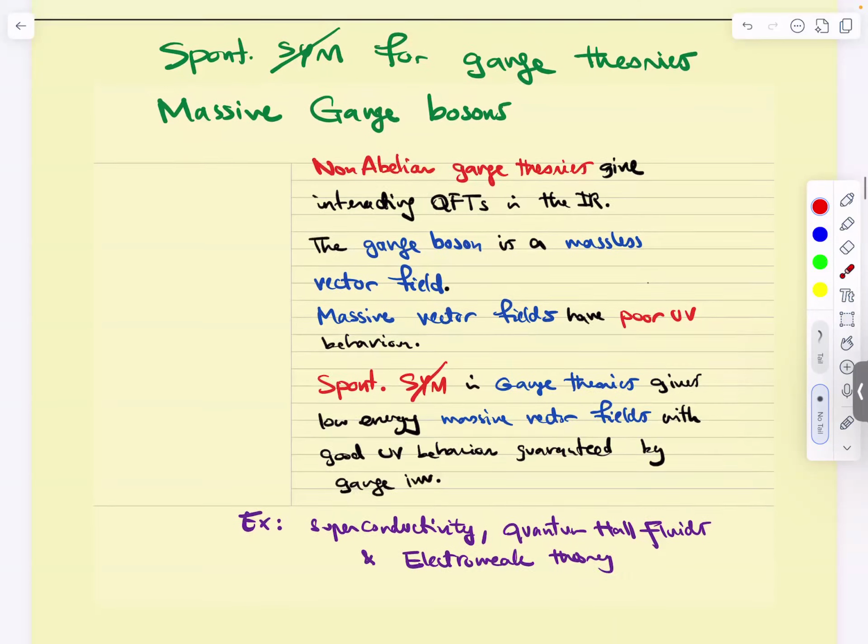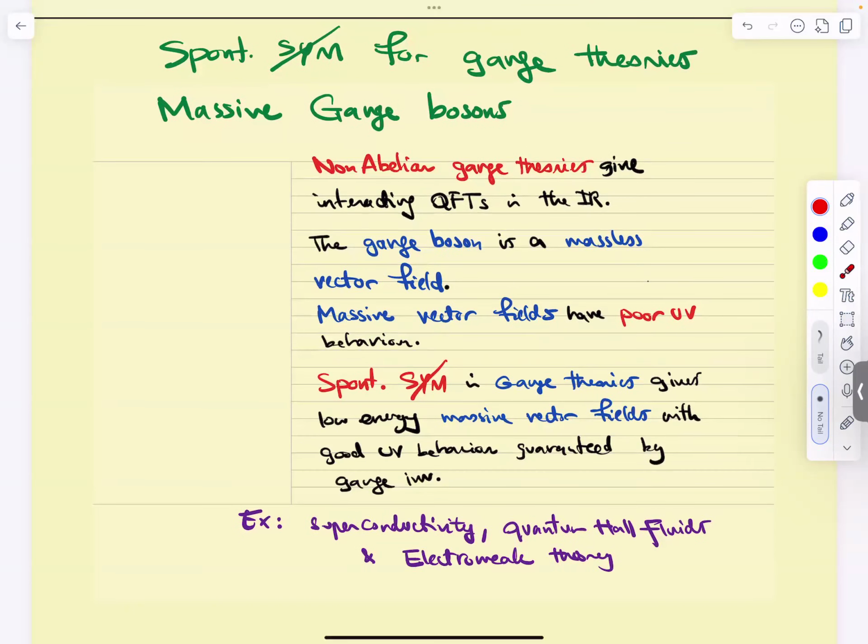Yeah. All right. Do we see massive gauge bosons elsewhere in nature? Yes. Can the photon be massive?